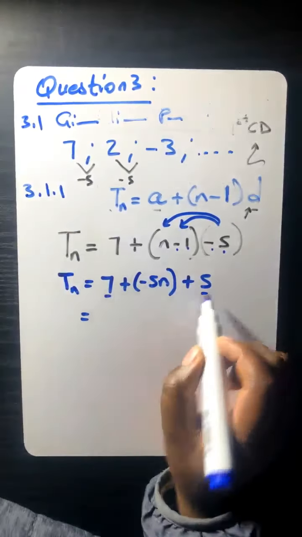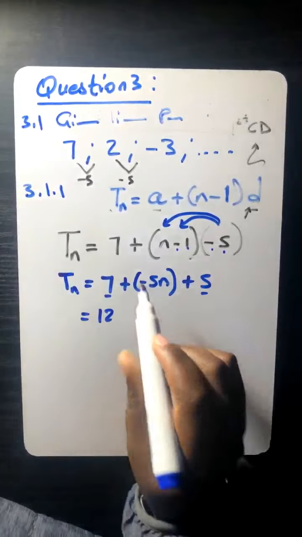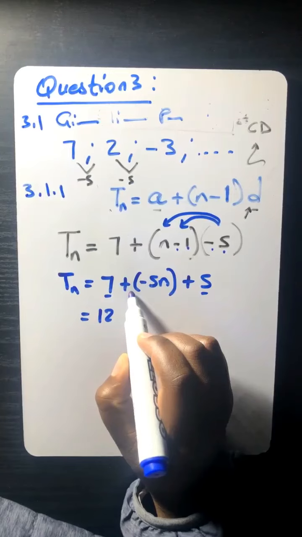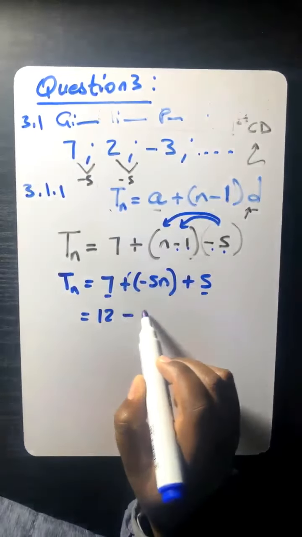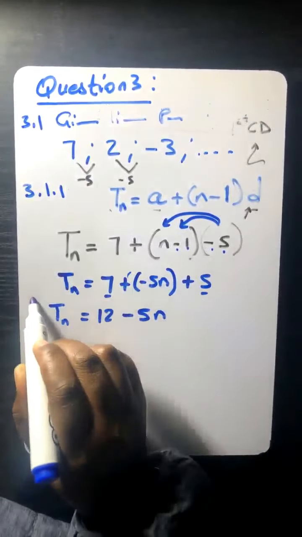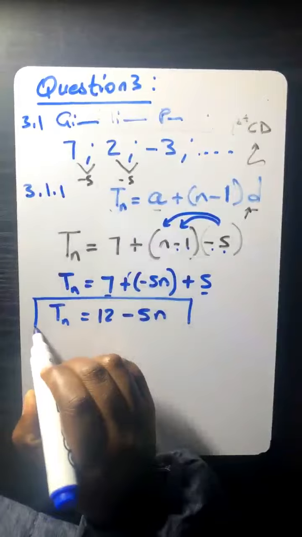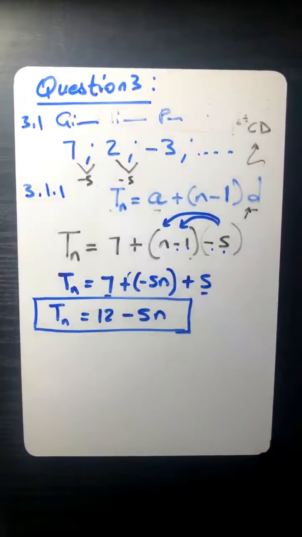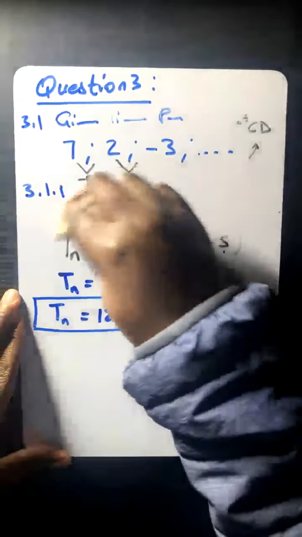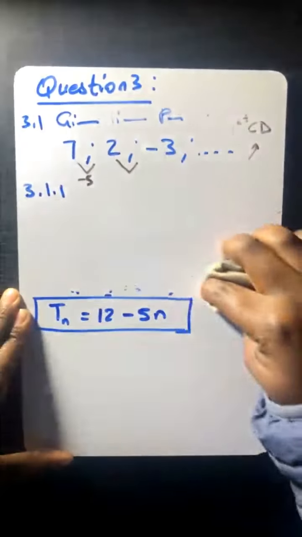What is 7 plus that? It is 12, I think. Yes, it has to be 12. And then there you have that invisible 1. So it's invisible 1 multiplied by that. So it's actually a -5n. So this is the nth term, or the general term of that sequence. Guys, do you all agree with me on that one? Yes, it's correct.